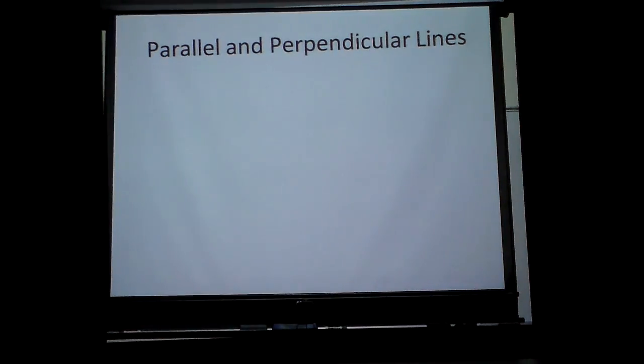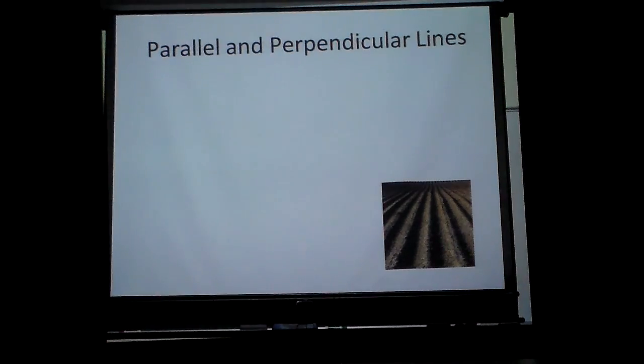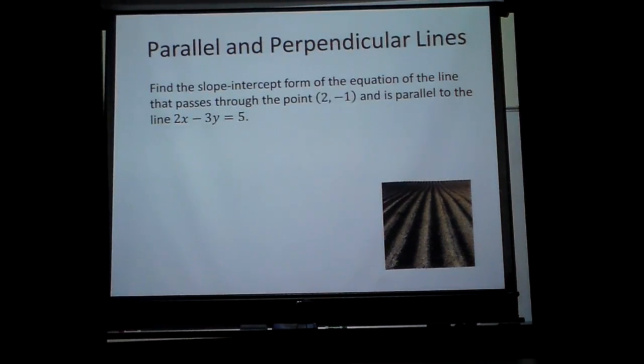Now, let's look at this here. I got a nice little crop there to show some parallel lines. That's the way farmers plant their crops. Suppose I want to find the equation of a line that passes through the point (2, -1) and is parallel to the line 2x minus 3y equals 5.